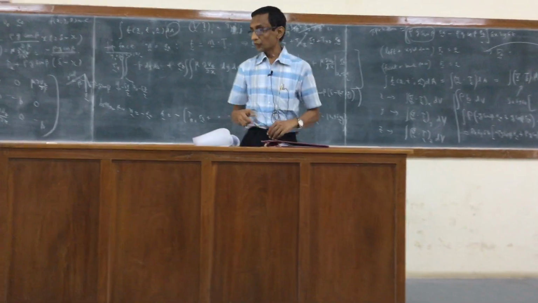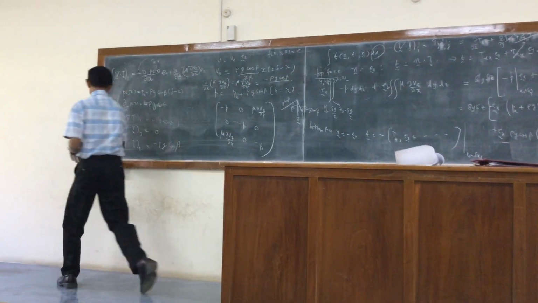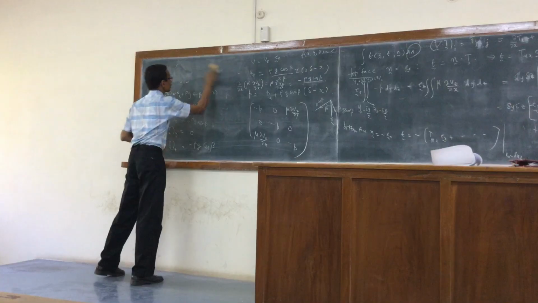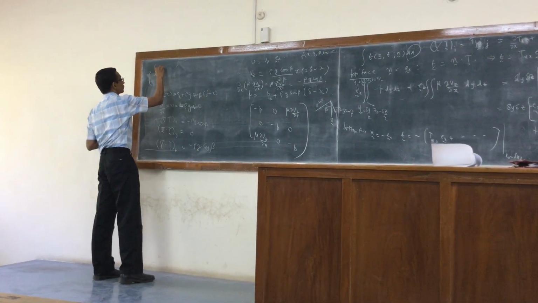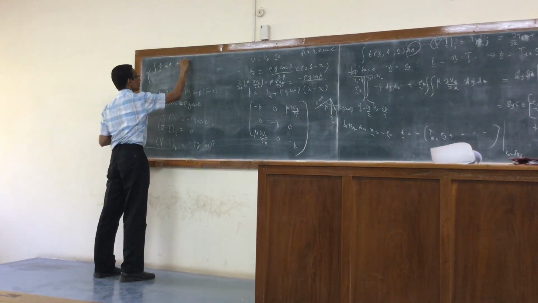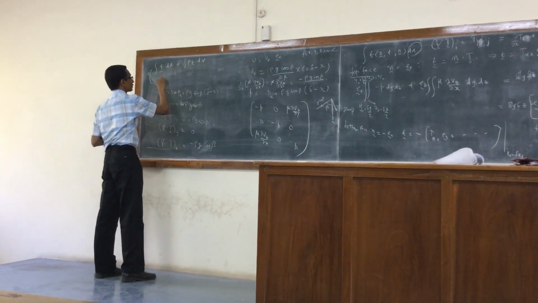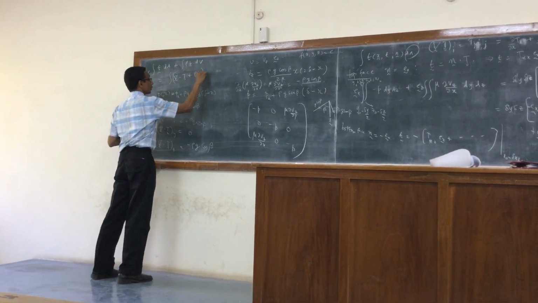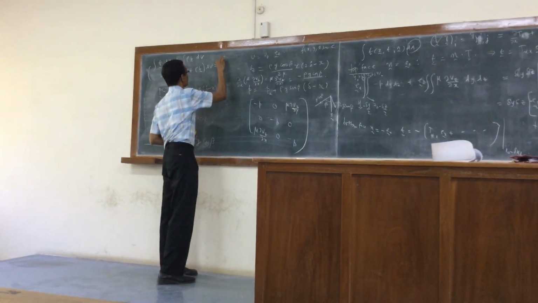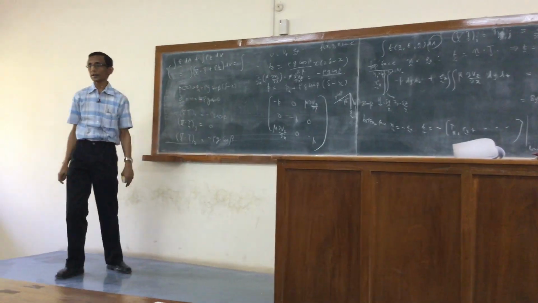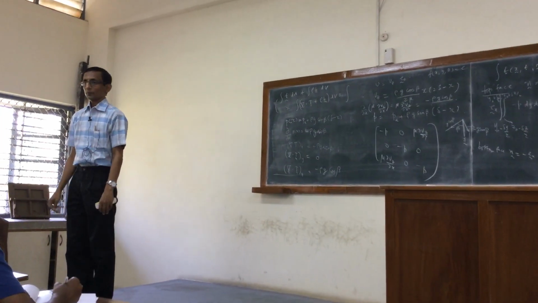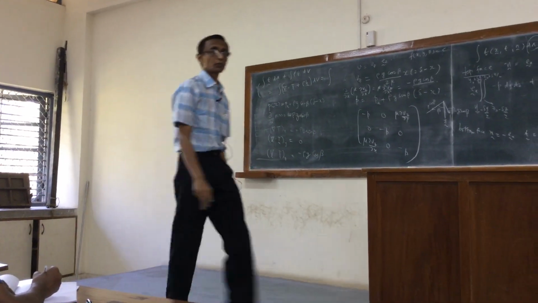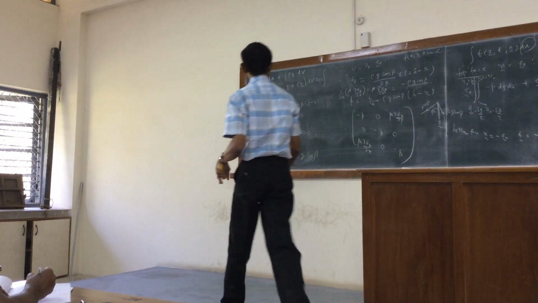So if I simply wanted the total force, I need not have done any of these calculations, because I know that the total force is of course given by the integral of t dA plus the integral of rho b dV. How else can I write this? It is nothing but the divergence of the stress tensor plus rho times the body force per unit mass. What is that equal to? Rho dv by dt.